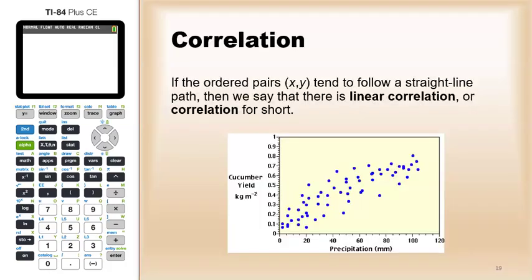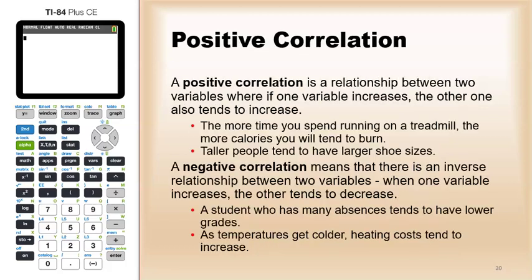If the scatter plot you're looking at has a linear form to it, then we say there is linear correlation, or simply we just say correlation. Now, correlation can be either positive or negative. A positive correlation is a relationship between two variables where, as one variable increases, the other will also tend to increase as well.